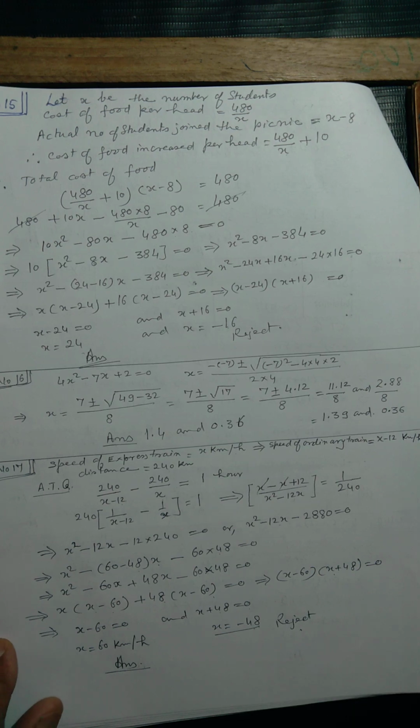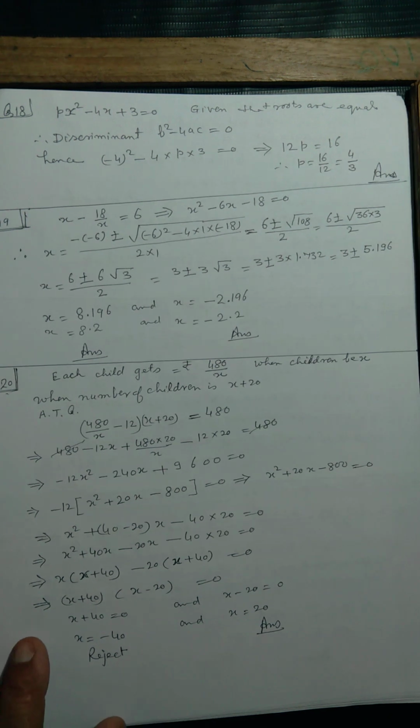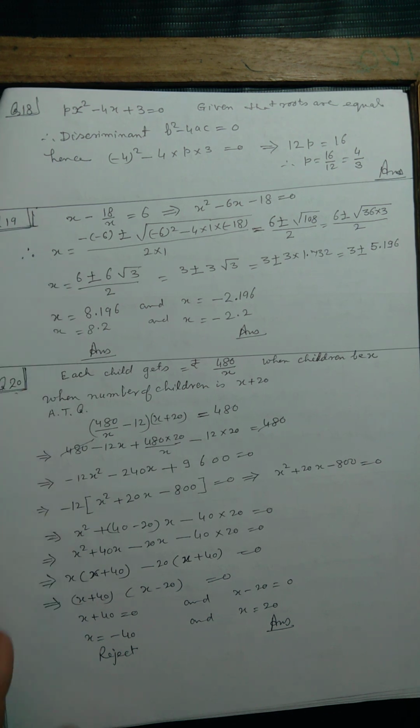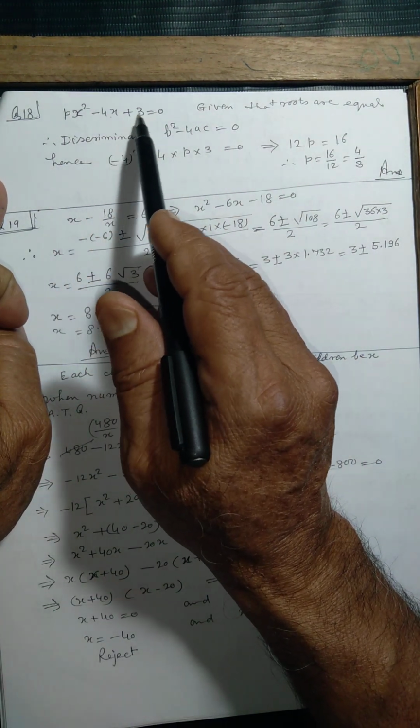Now proceed to question number 18. Question number 18 states that without solving the following quadratic equation, find the value of p for which the roots are equal, and the equation is px² − 4x + 3 = 0. You see here I have mentioned px² − 4x + 3 = 0.